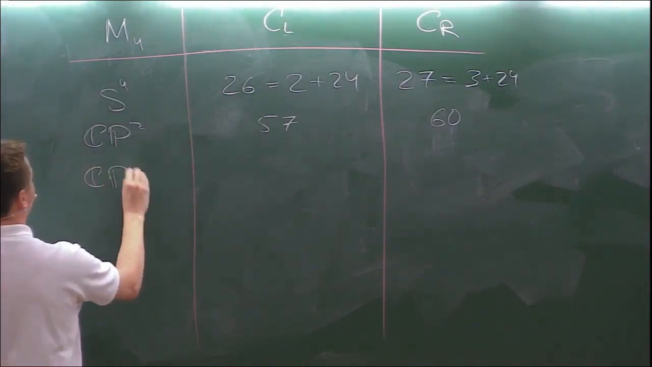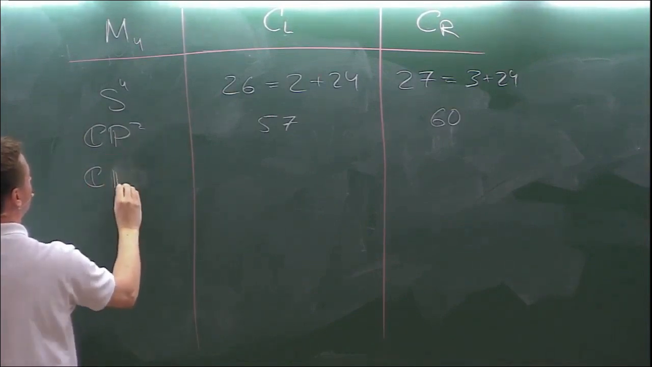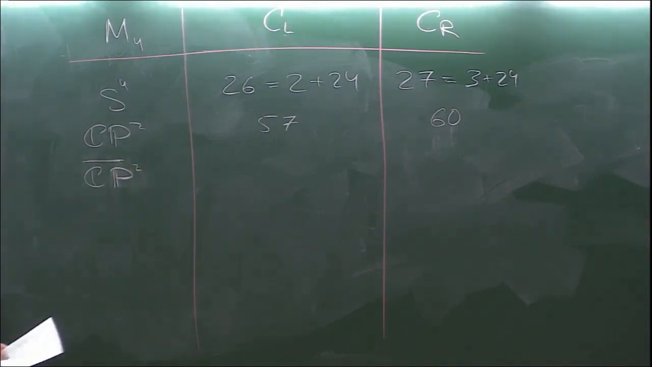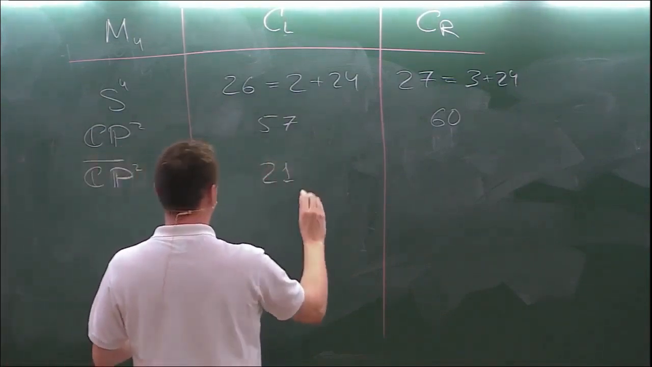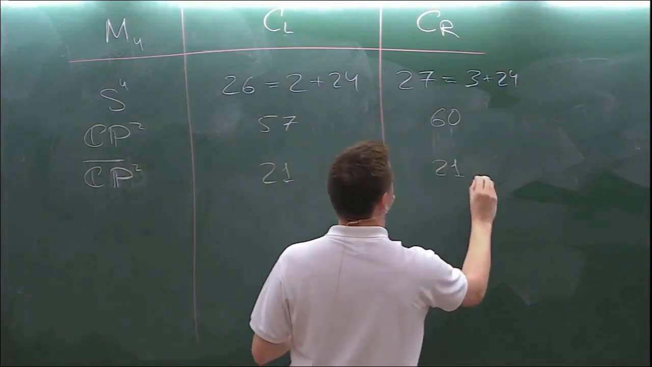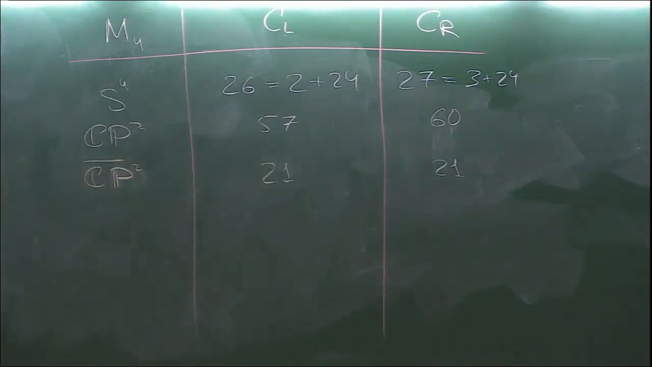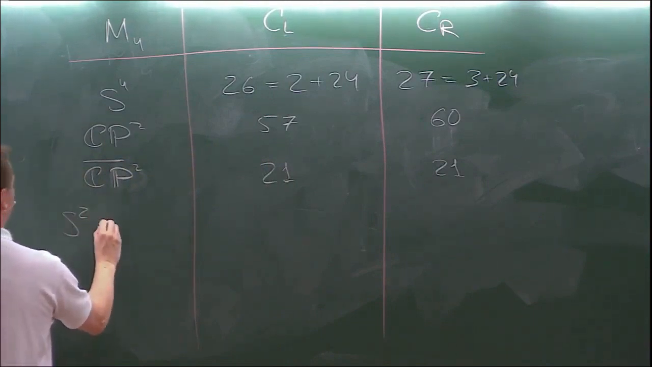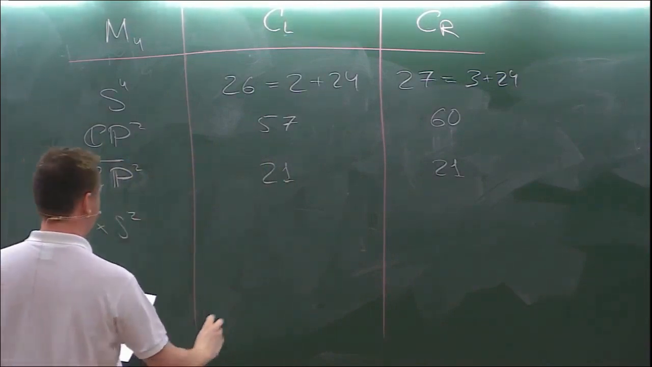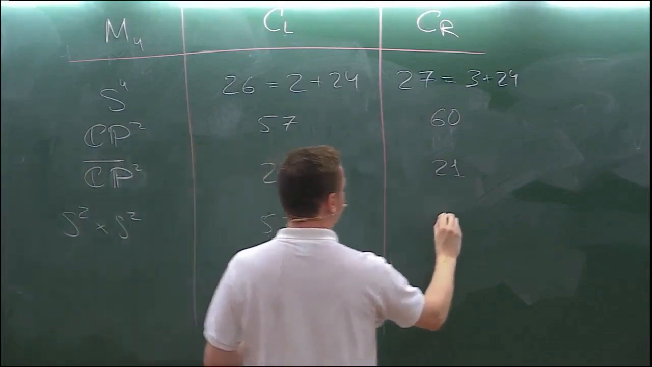So for completeness, if I mention CP2, and I have to be fair to everybody, I have to give you the one for reverse orientation, CP2 bar. And here the values are quite different, 21 and 21. So what's going on? We just reversed orientation, suddenly things change a bit. So S2 cross S2 gives you 52 and 54.